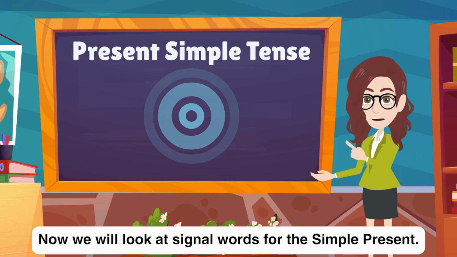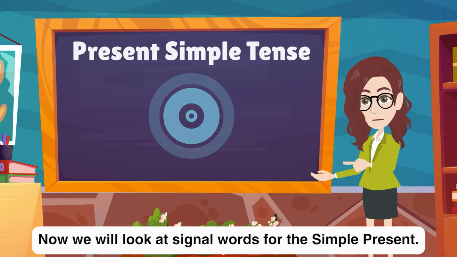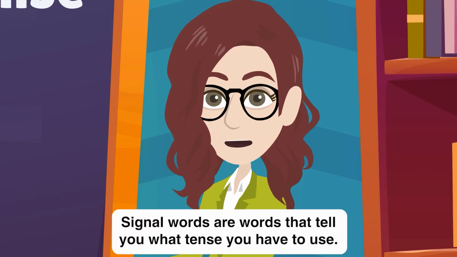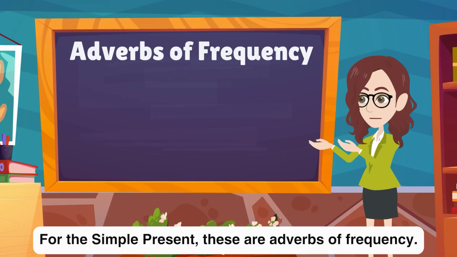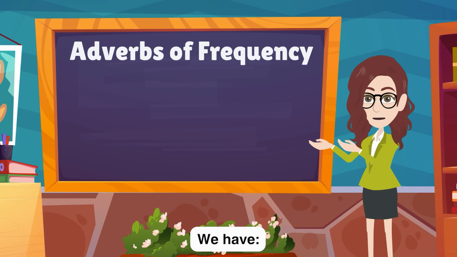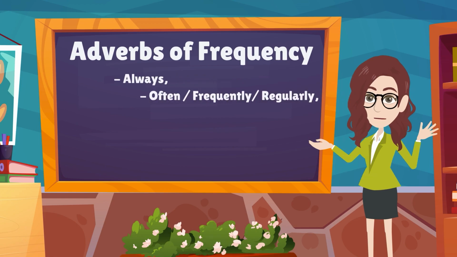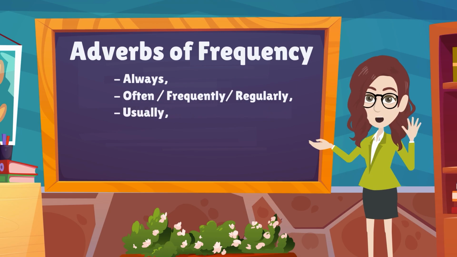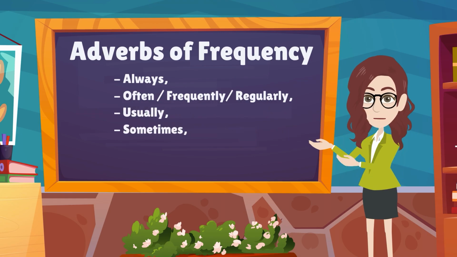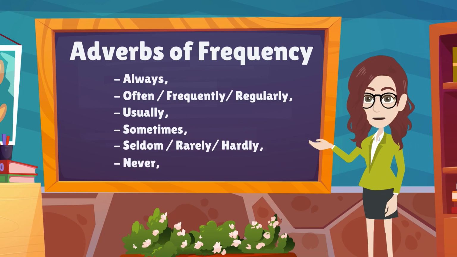Now we will look at signal words for the simple present. Signal words are words that tell you what tense you have to use. For the simple present, these are adverbs of frequency. We have always, often, frequently, regularly, usually, sometimes, seldom, rarely, hardly, never.